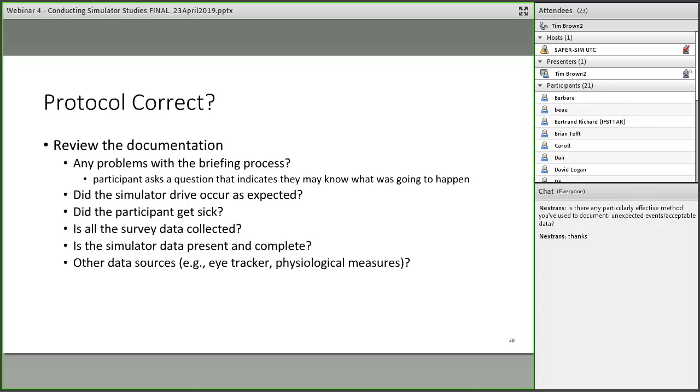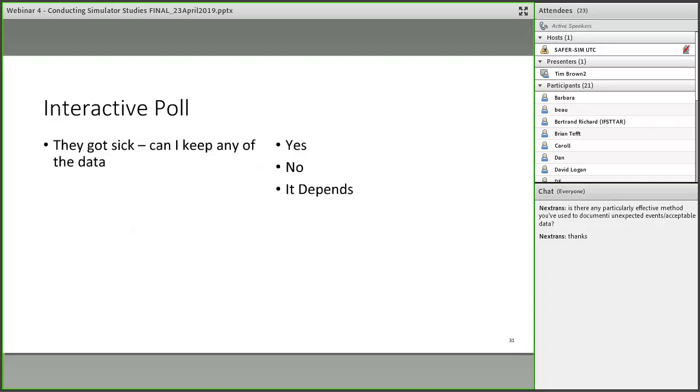Is there eye tracking data, or are there physiological measures that we may have collected in there? So we want to really check and make sure all the data is there and can be linked appropriately between the portions of the study to make a determination about whether or not we can continue with that data and use it. We're going to touch back on simulator sickness.